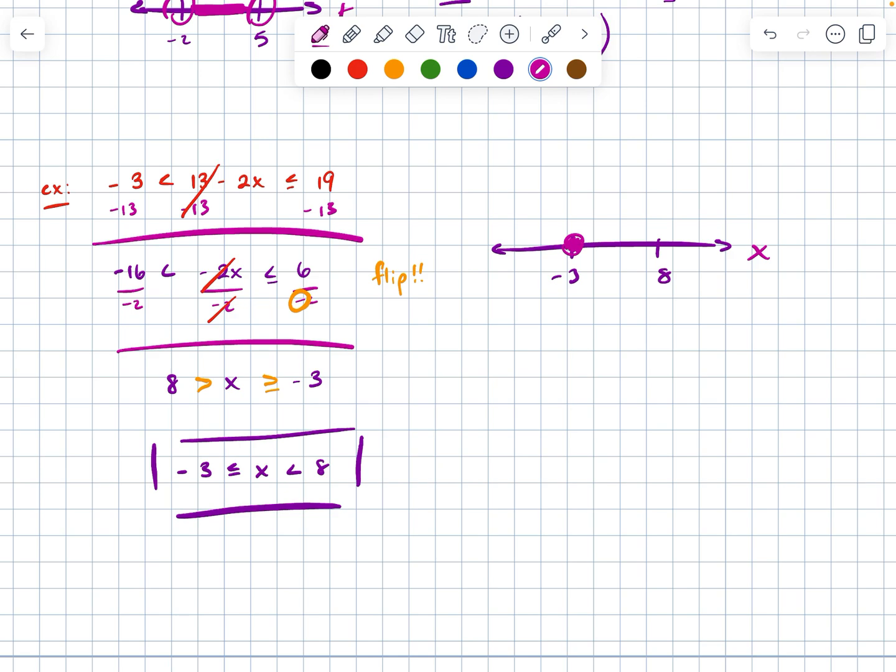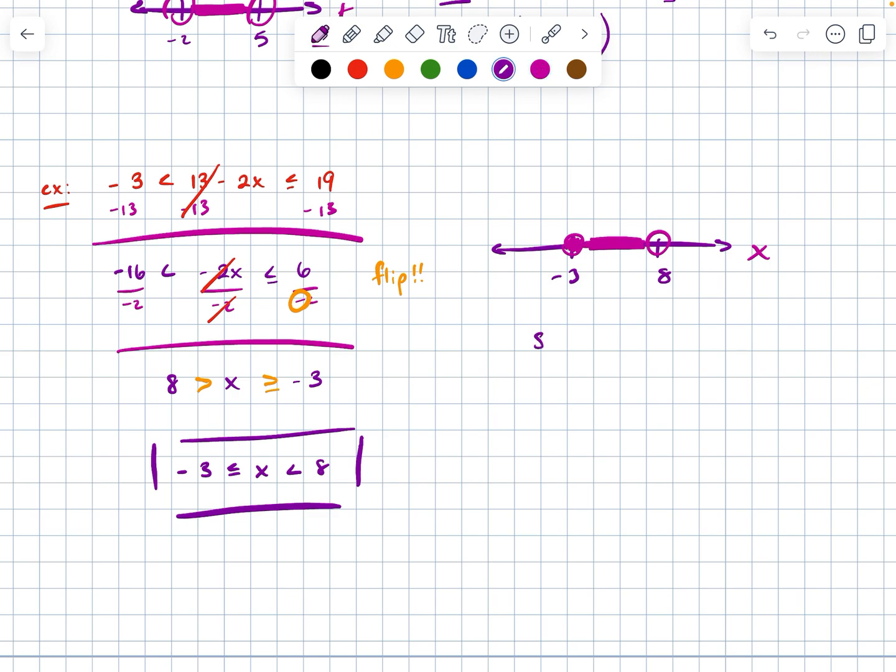That tells me that this 8 is going to get a high 5. It's also going to get an open circle. And I know x is in between the -3 and the 8, so the part of the number line that I'm going to shade in is in between my 2 circles. There you go, there's your graph.